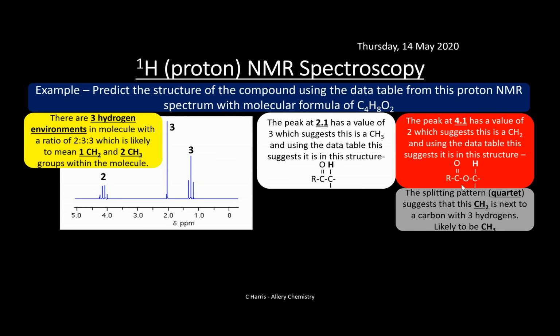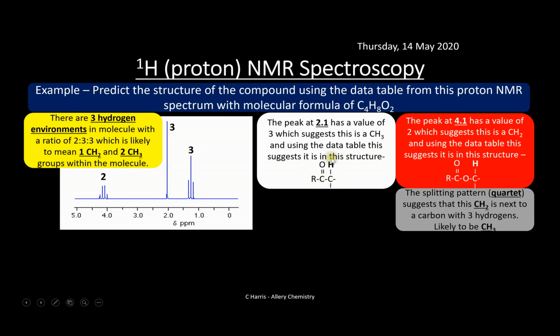So we've got a peak at 2.1 here, okay? It has a value of 3, which suggests that this is a CH3, and using the data table, it tells us we've got this type of structure. So this is telling us we have a CH3, and the hydrogen that's under test is bonded directly to a C double bond O. Right, so this is starting to fit together a little bit more. Remember, we looked at the previous peak, and we do have a C double bond O, so it's definitely confirming that.